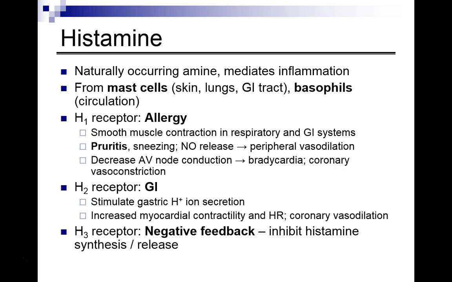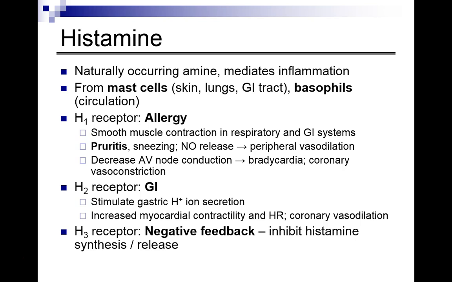The H1 receptor, which I think of as the allergy receptor, is responsible for smooth muscle contraction in the respiratory and the GI systems. When this is stimulated by histamine, patients will have pruritus and sneezing. Release of nitric oxide will cause peripheral vasodilation and flushing. This receptor also will lead to a decrease in AV node conduction, and patients may develop bradycardia or coronary vasoconstriction.